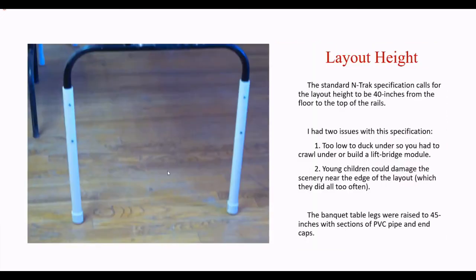To raise the whole layout up, I decided on using banquet table legs. They're quite heavy, but they're very sturdy and they're easy to just close and open. So I decided on about 45 inches, found some PVC pipe that actually just snugly fit over the legs. Then I was able to determine the length, put caps on them, and then just screw them into the legs. That way, with that 45 inches, I can just duck under it and walk under it without having to get on my hands and knees. And for the real small kids, it keeps them from putting their hands on top of the layout and ruining some of the scenery.